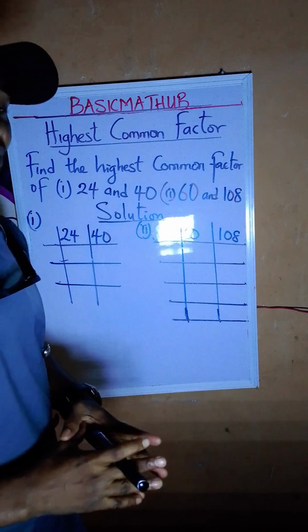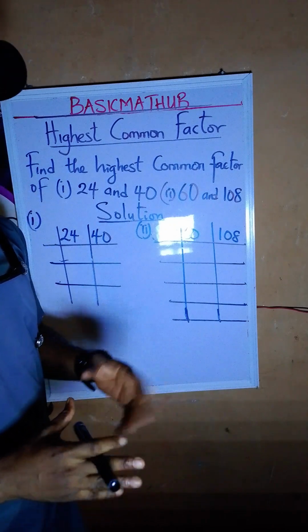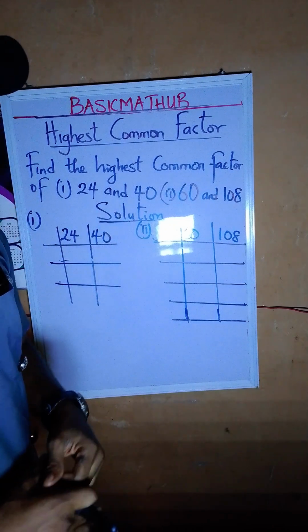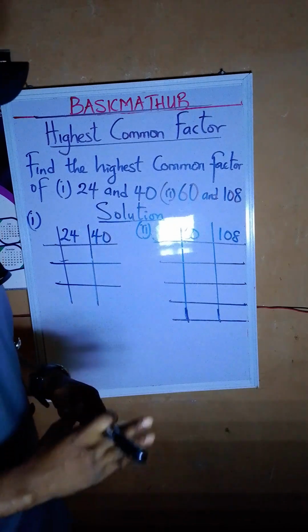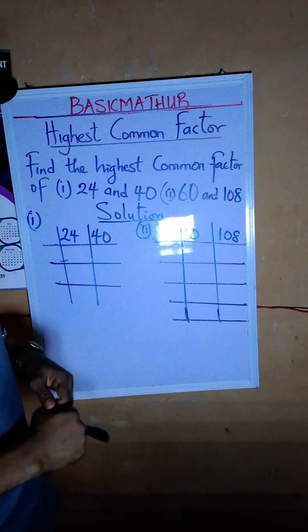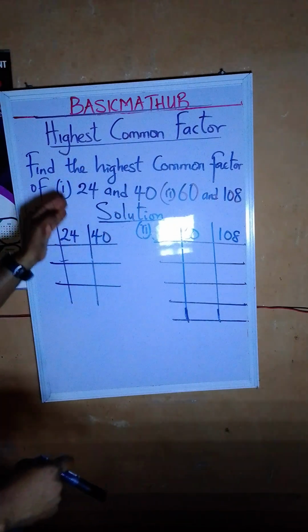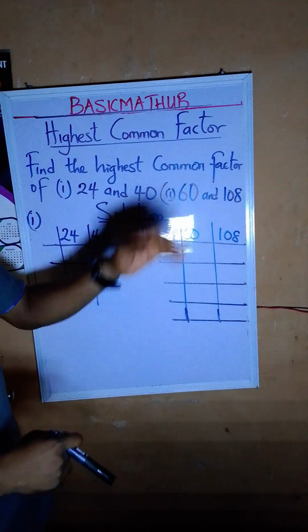So we continue with the application of a prime number. So we go to highest common factor, which is called HCF in short. So let's consider this question. Find the highest common factor of 24 and 40, and the second one 60 and 108.